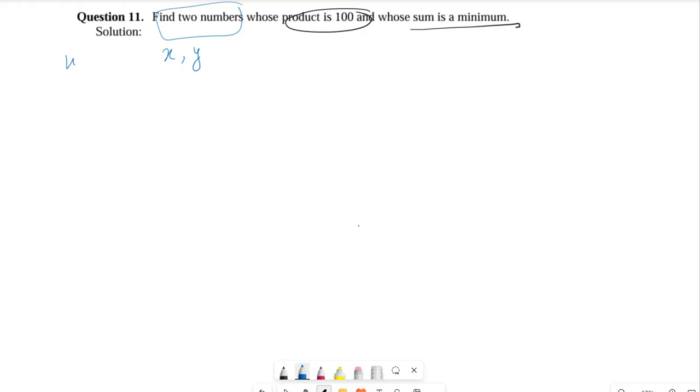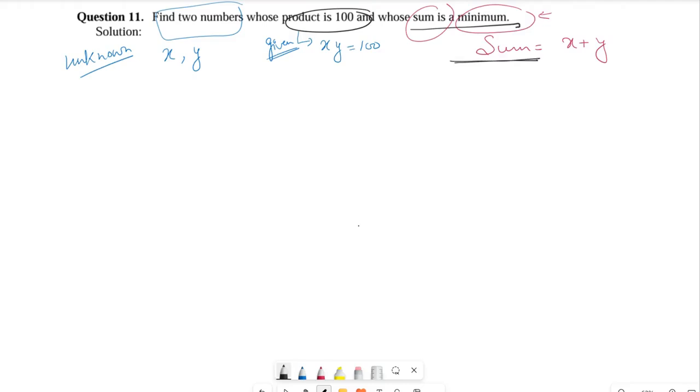These are unknowns. Two unknowns mostly will give you the variables of your problem. Their product is 100, so x times y is given to be 100. This part is given. You can also call it a condition given. What is to be optimized is the sum. Sum would be equal to x plus y. We want to optimize, meaning here we have to minimize. You always need to get your function from the thing which you need to optimize.